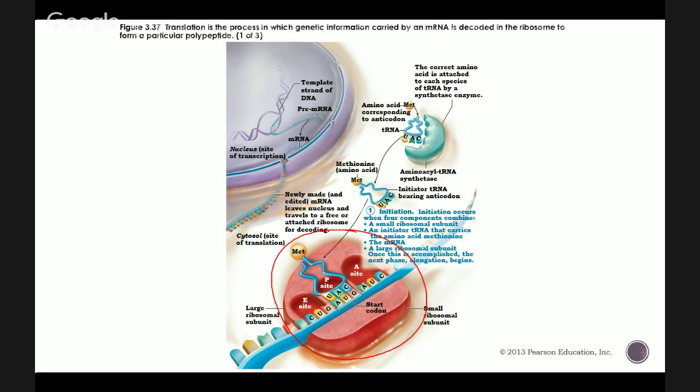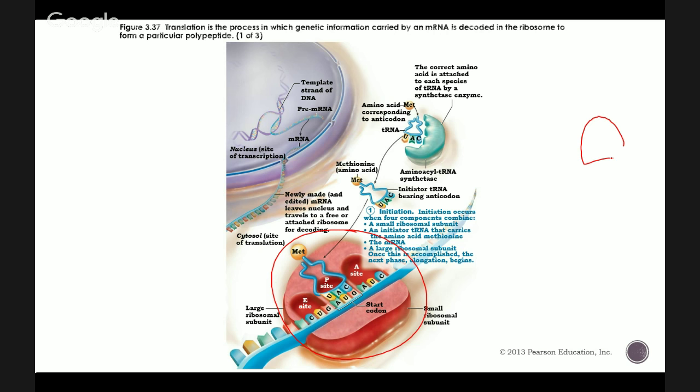Rough endoplasmic reticulum, right? It is, yeah. So you think of like the pita with sesame seeds on it. There you go. Rough endoplasmic reticulum. The rough part of it is the ribosome. Ribosomes are rough, okay?